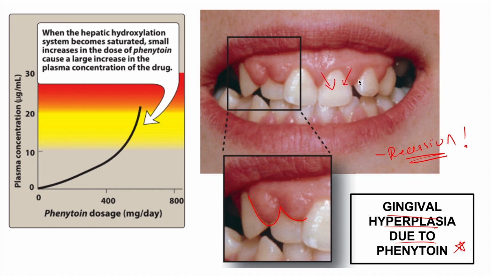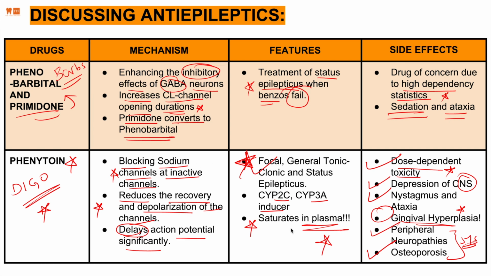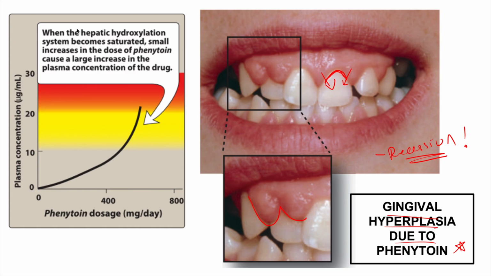And then it becomes very important to keep the sulcus clean of plaque, otherwise it can eventually lead to gingivitis and periodontitis. So this chart is important because it helps us understand the plasma concentration. Remember the terminology that it is saturating in plasma? Well, this is the description. When hepatic hydroxylation, which is the liver metabolism of the drug, becomes saturated, small increases in the dose of phenytoin can cause larger increases in the plasma concentration. That's what it means by saturation.